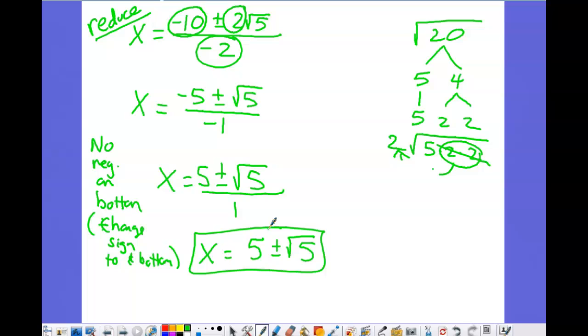Now, could I write these as 2 separate equations? I could, but I'm not going to. The reason is that when you have a square root left like that, you can't actually combine the rational number with the irrational, so it doesn't really help us. So we just leave it like that.